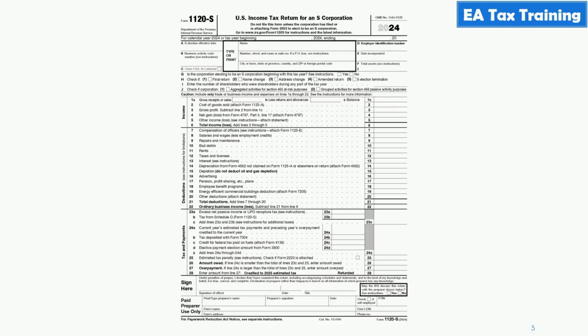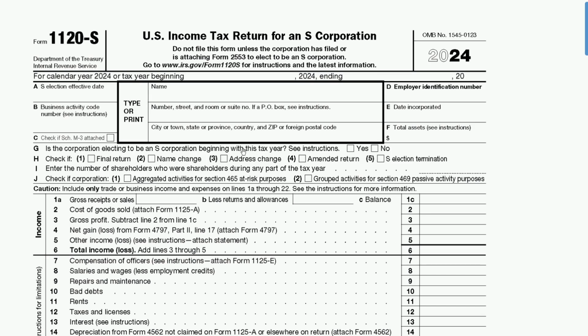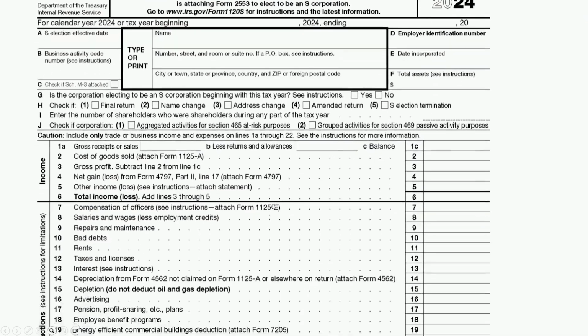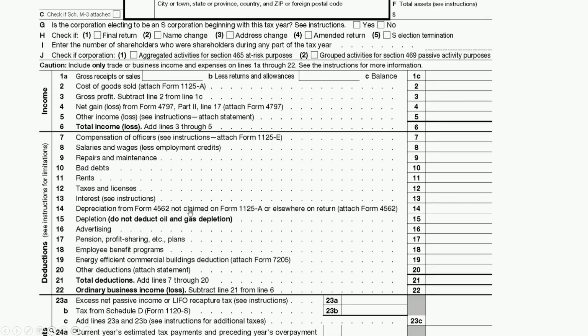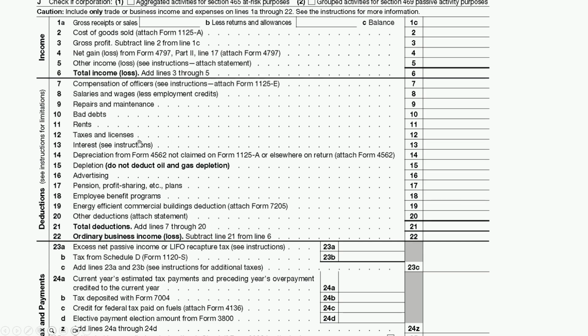Let's take a closer look at Form 1120S, which is the S corp tax form. We start at the top with the normal type of information. Then we have the income section that we have seen. Then we come down to deductions. You see the list there. And as with both the partnership and the C corp, if there are other deductions that are not listed here, you will attach a statement to list those out.